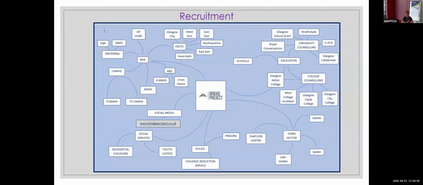In terms of recruitment, it was almost like a public health community approach. We spoke to not just people in the NHS, the third sector, GPs, violence reduction units, social services, youth justice, because really the idea was, how can we engage people who are working with young people? We also advertised on the subway, so we had grandparents, parents referring to us.